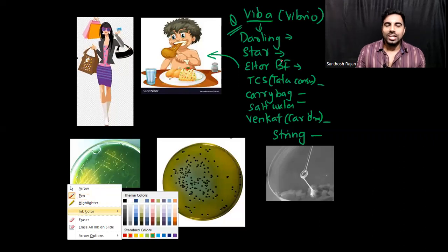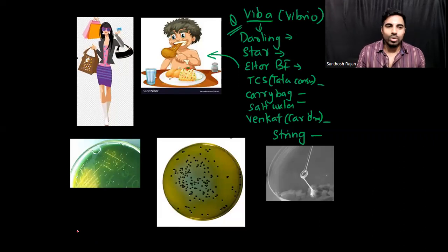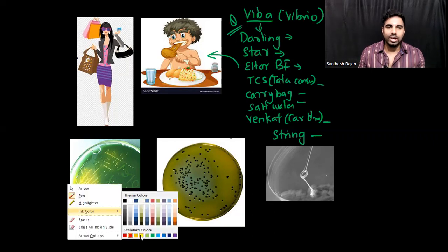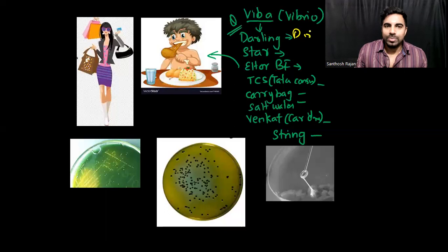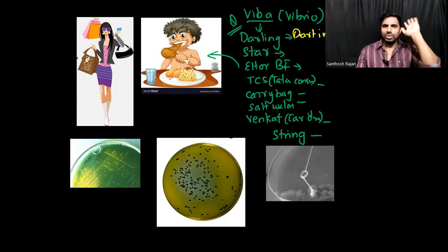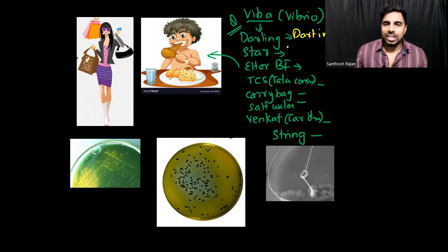So, let's start. Darling, why did they say darling? Because of the motility name. Let me change the color of the pen. I will go to yellow, it's better. Darling, because of darting motility. By this time, you must be sure. Darting motility, you have to think of Vibha only. Vibha, darting, darling. Starry, because it's called shooting star motility also, right? Darting motility or shooting star motility.